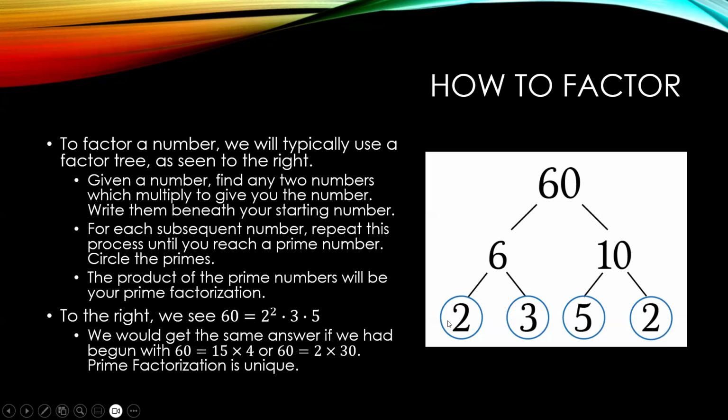Now we can look at all of those bottom elements. Every single one of them is prime. Once we've made it so that every number is prime, those are the collection of primes we need to put together. We have two 2s, so 2 squared. Then we have a 3 and a 5. So 2 squared times 3 times 5 is 60. What's interesting is it doesn't matter how you break it down, you will always get the same answer. If we did 15 times 4, well, 15 is 3 times 5, and 4 is 2 times 2. You're still getting the exact same answer. And that's guaranteed by the fundamental theorem of arithmetic. No matter how you factor it, you're always getting the same answer in the end.